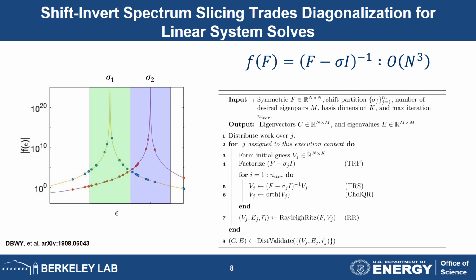Once we've produced our local basis, we can then obtain a set of eigenpair approximations for eigenpairs near that shift through the Rayleigh-Ritz procedure labeled here as RR. The last step in this procedure, labeled here as disvalidate, is just a distributed mechanism to check whether or not we've missed or duplicated eigenpair approximations between independent spectral slices. The implementation of this is largely independent of the GPU implementation, so I would encourage those who are interested in the details of this procedure to check out our arXiv paper, which is shown here on the bottom left.